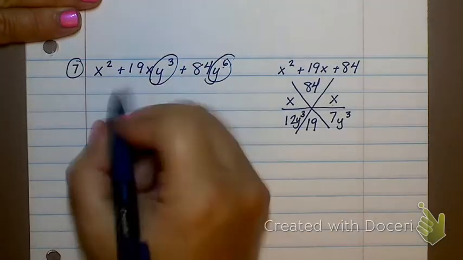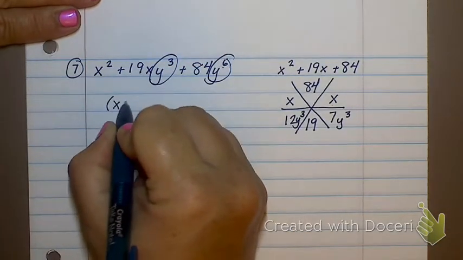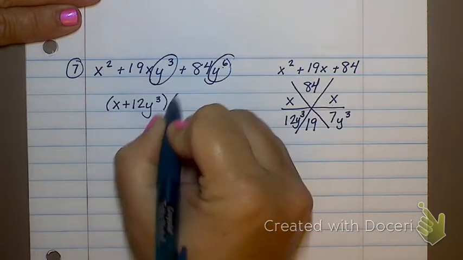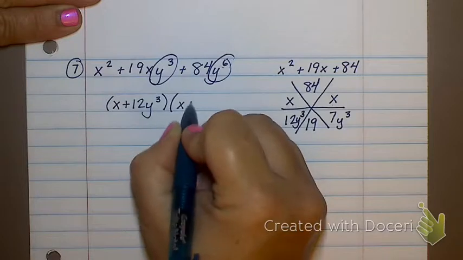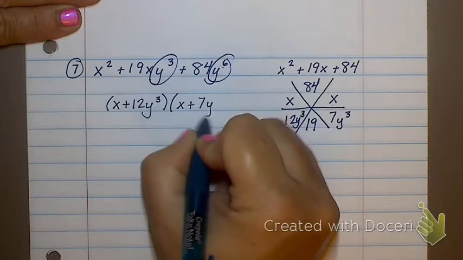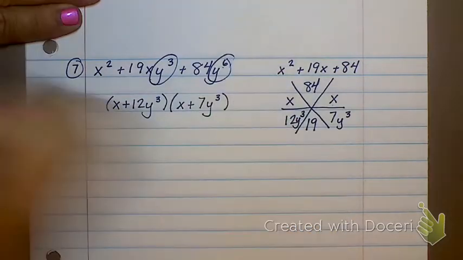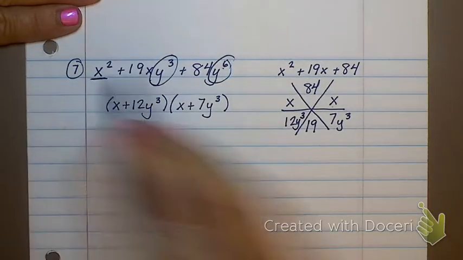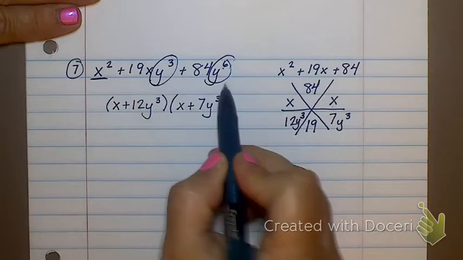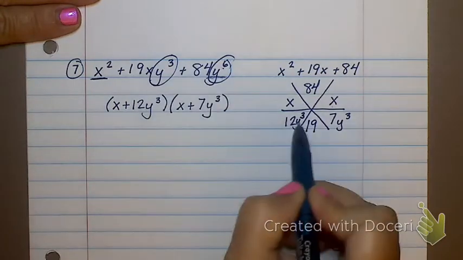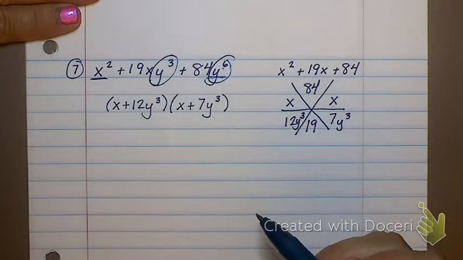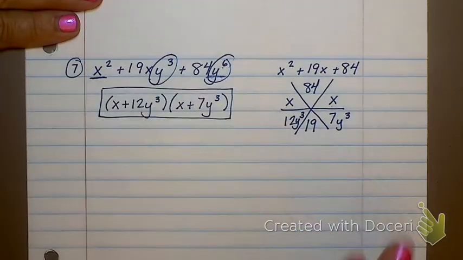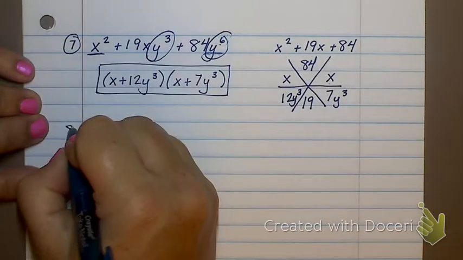So what are my 2 parentheses? One of them is x plus 12y cubed, and the other one is x plus 7y cubed. So the x gets split up and put on top. Your other variable would get split up and put on the bottom. Not too bad? Good answer. All right, last one.